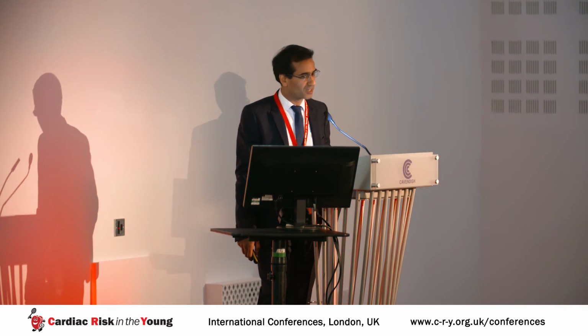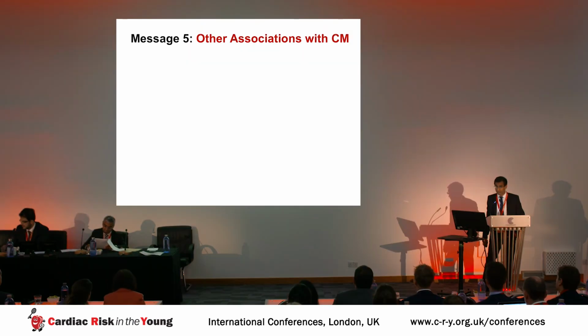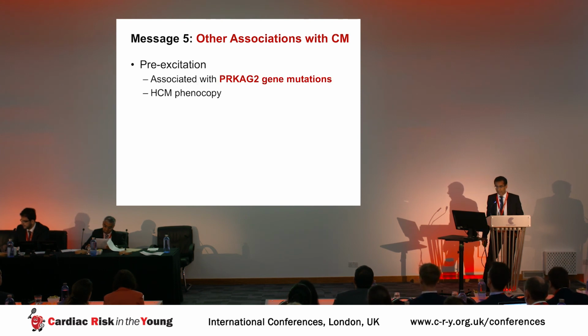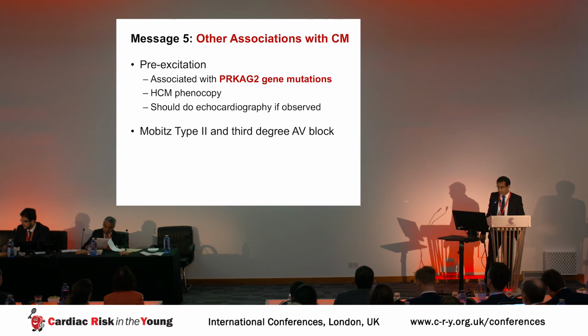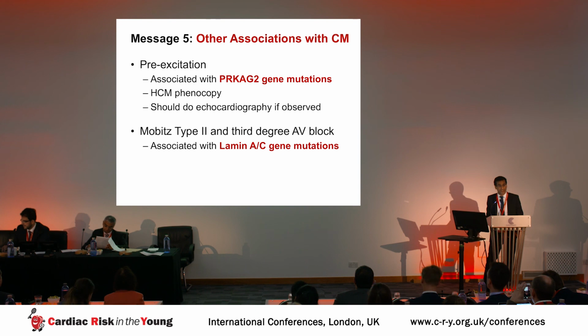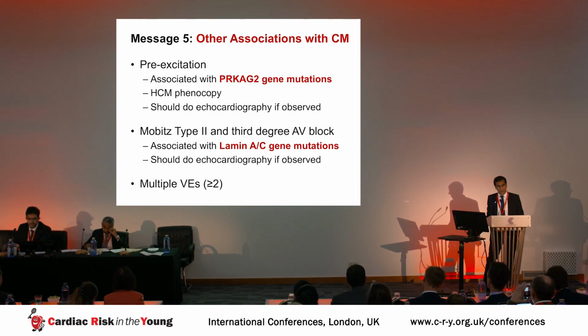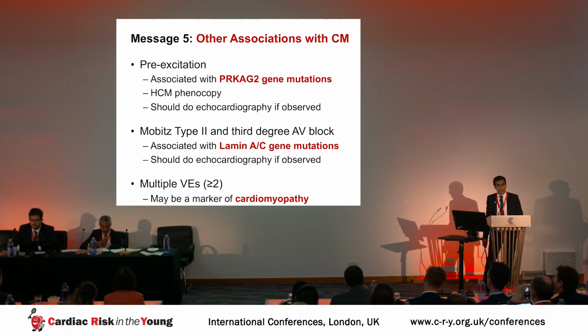So my fifth and final message is that there are other associations with cardiomyopathy. Pre-excitation can give you an HCM-type phenotype and should prompt echocardiography if it's observed on the ECG. Mobitz type 2 and third-degree AV block are also associated with cardiomyopathy and should again prompt echocardiography as a minimum. And finally, multiple ventricular ectopics can also be markers of an underlying heart muscle disorder.